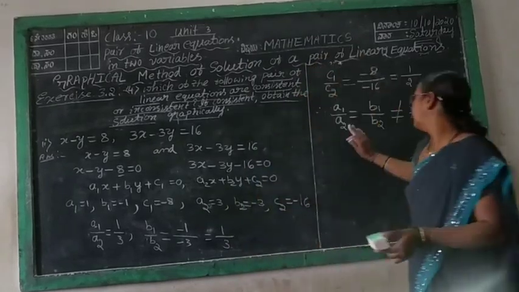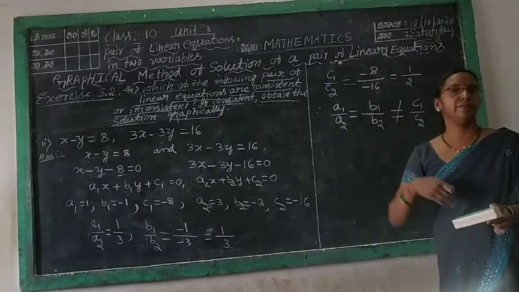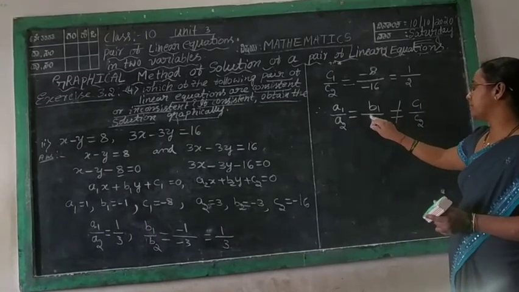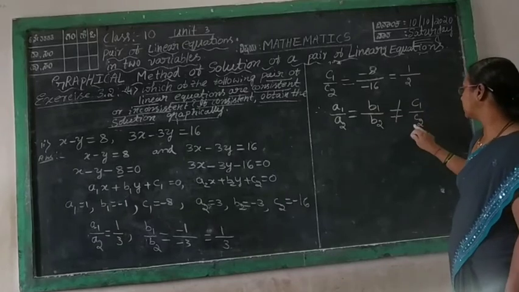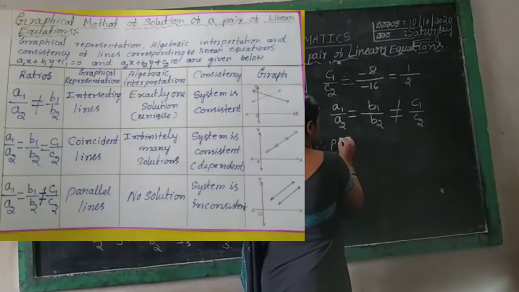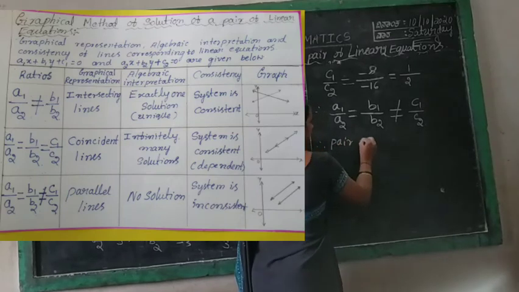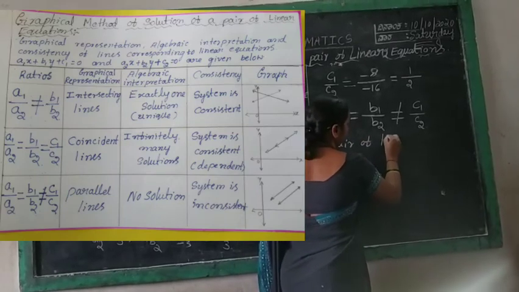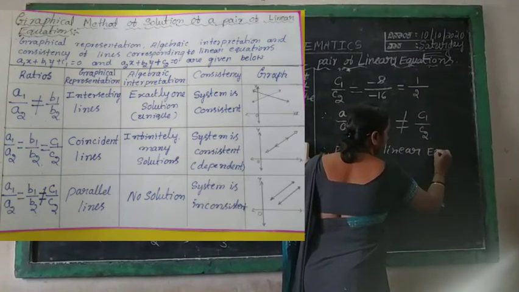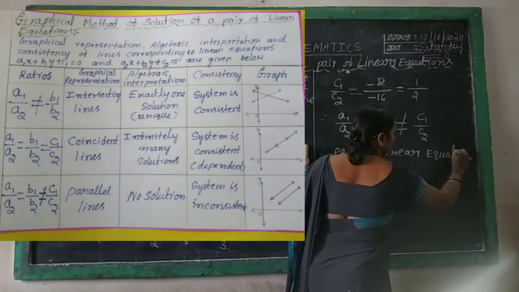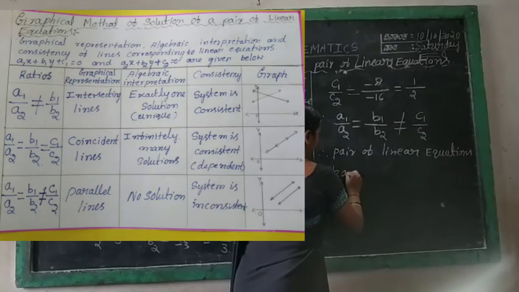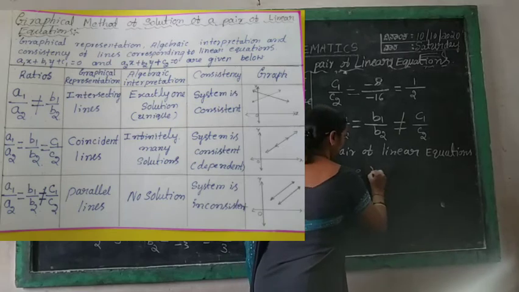In this ratio, we see that a1 by a2 is equal to b1 by b2, not equal to c1 by c2. Therefore, remember it, the pair of linear equations have no solutions.